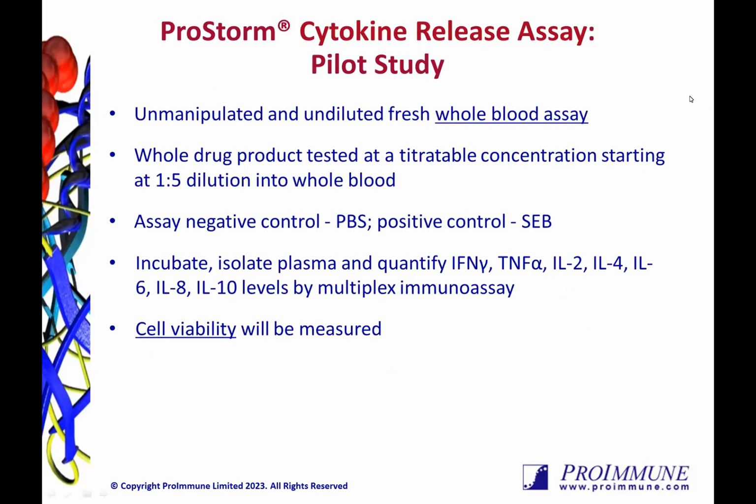Our ProStorm cytokine release assay uses unmanipulated and undiluted fresh whole blood, which is the closest to a clinical setting. In order to identify the maximum concentration that does not impact cell viability, in the pilot study, we will test 1 batch of whole drug product at a titrated concentration, starting at 1:5 dilution into whole blood. Our assay negative control is PBS and positive control is SCB. After 24 hours of incubation, we then isolate the plasma and quantify this panel of cytokines using a multiplex immunoassay. Lastly, cell viability will also be measured.